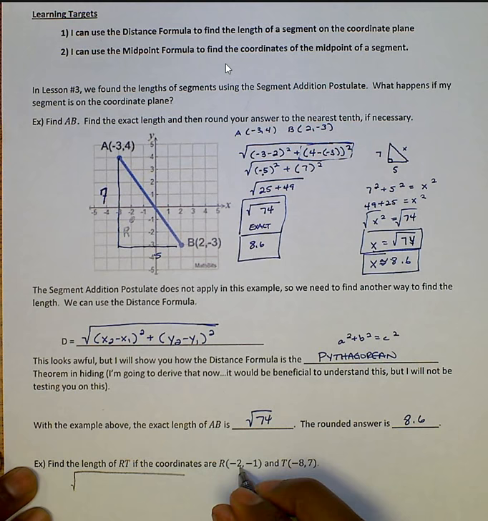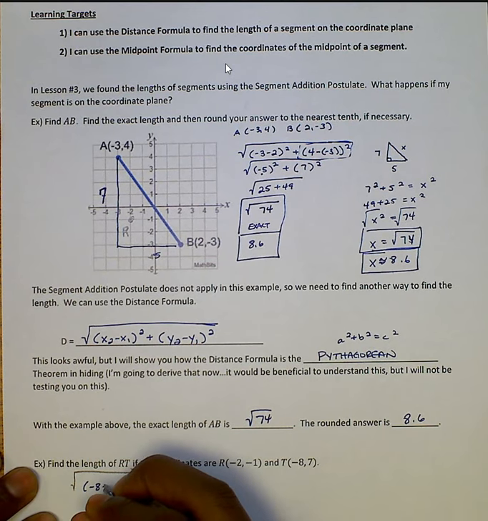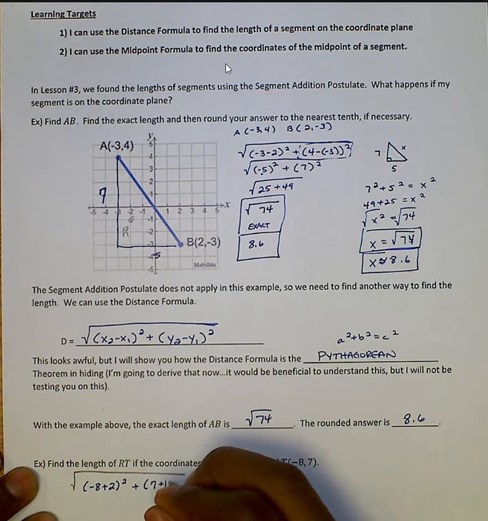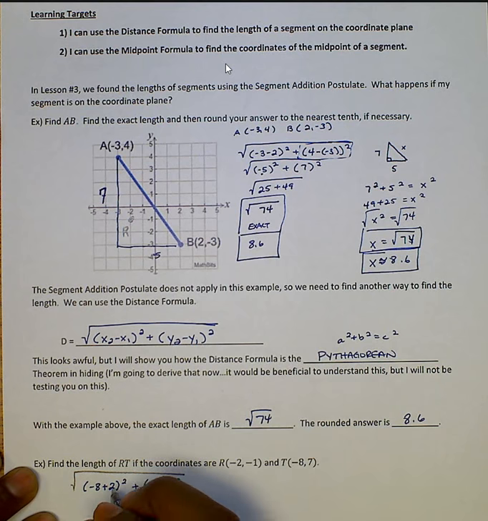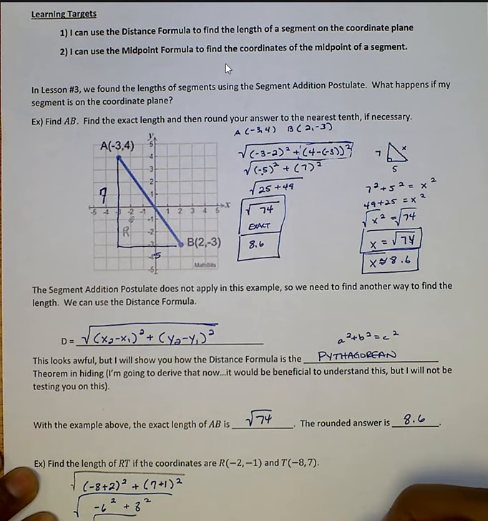So since I'm using these, I have x2, which is -8, minus x1, so minus -2. I'm going to change it to plus. When I minus the negative, it's plus. Plus y2, which is 7, minus y1, so minus -1 or plus 1 squared. So -8 plus 2 is -6 squared. 7 plus 1 is 8 squared. So I have 36 plus 64, which gives me 100. Radical 100 is 10. So I know that the length of RT equals 10.